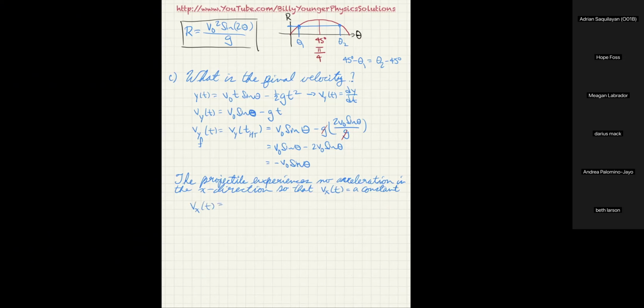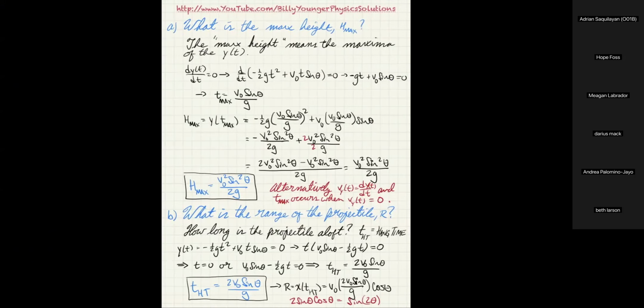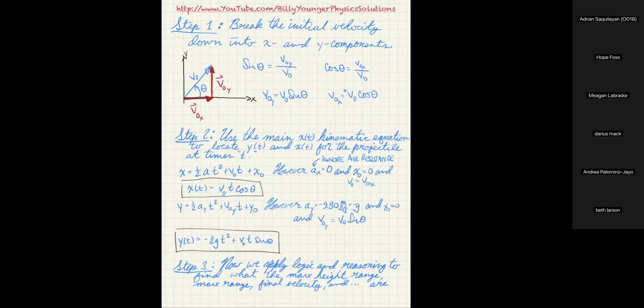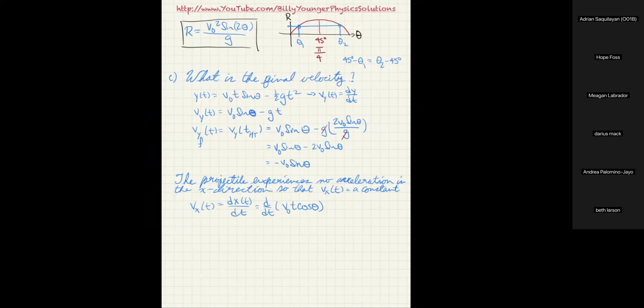v x of t is dx of t over dt, which is d by dt of, remember we got v0 t cosine theta. That was the entirety of the x of t, which we got right here. x of t equals v0 t cosine theta. I used this one earlier. So now the derivative of this with respect to time is just v0 cosine theta, and that's the constant that it is.